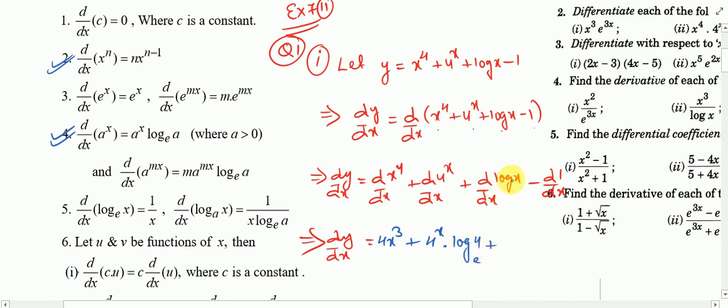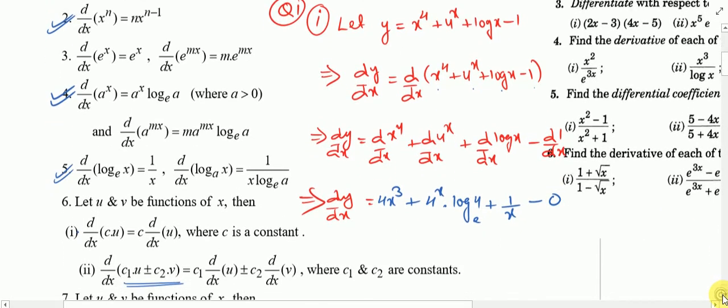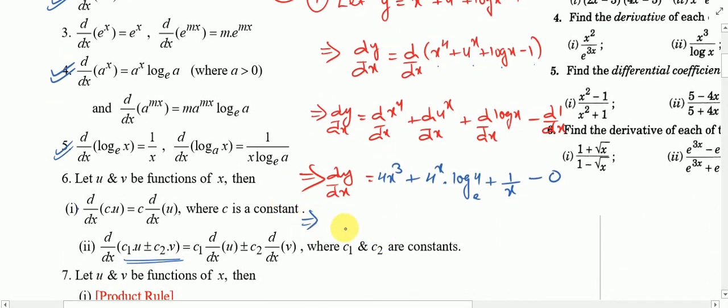Then we have log x, we have a formula over here, so we will get 1 by x. Then here we have a constant, and we have a formula over here. If you differentiate a constant you get 0. So your answer is: dy upon dx is equal to 4x cube plus 4 to the power x log 4 base e plus 1 by x.